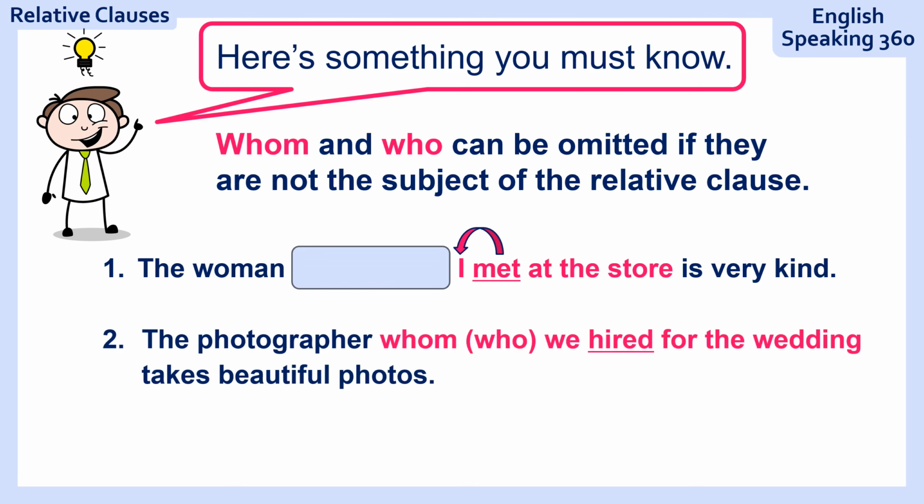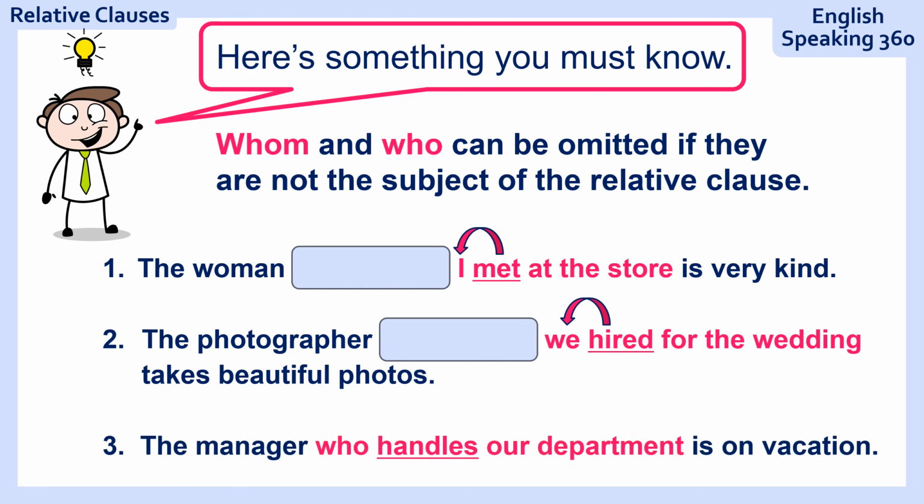Here's another example. The photographer whom we hired for the wedding takes beautiful photos. Who hired someone? We hired someone. The photographer did not hire anyone. We hired him. So in this case again, whom and who are not the subject of the relative clause, so it can be removed. So the actual sentence could become, the photographer we hired for the wedding takes beautiful photos.